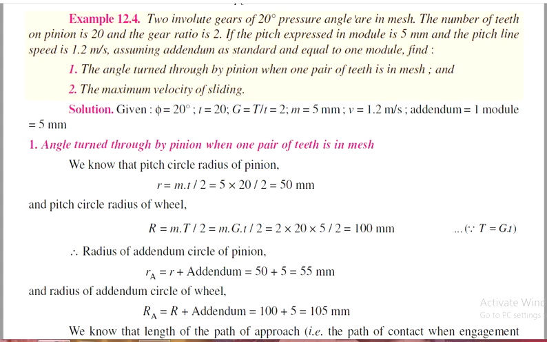This is one more model, but here, beyond finding the addendum, path of contact and arc of contact, we have to find something extra, that is the velocity of sliding also, and the angle turned through by the pinion when one pair of teeth is in mesh.